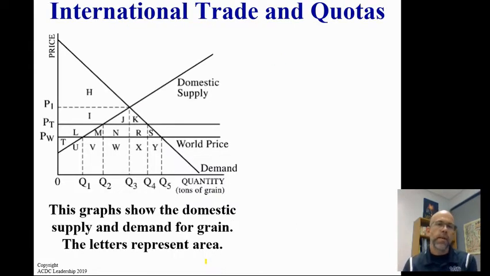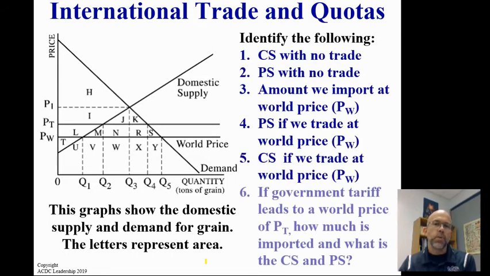So a common question you might get looks something like this. It looks kind of confusing, but we can get a lot of information from these different segments. This graph shows the domestic supply and demand for grain, and the letters represent an area. So from this, we would be able to get the consumer surplus with no trade. Number 1 is consumer surplus with no trade, and that's just H. Producer surplus with no trade is going to be this triangle here, which is T, L, I.